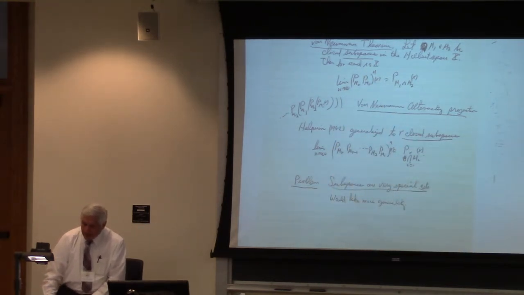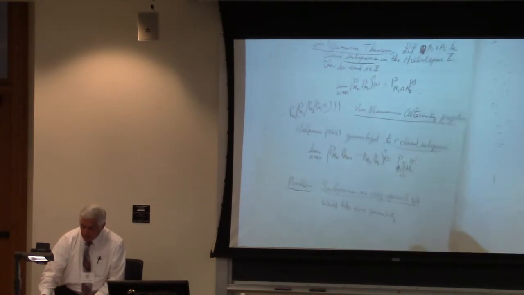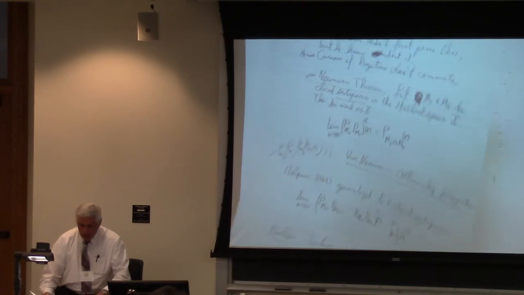The problem is that subspaces are very special sets. There aren't very many subspaces compared to the number of closed convex sets. We'd like to be able to do it in a more general setting.